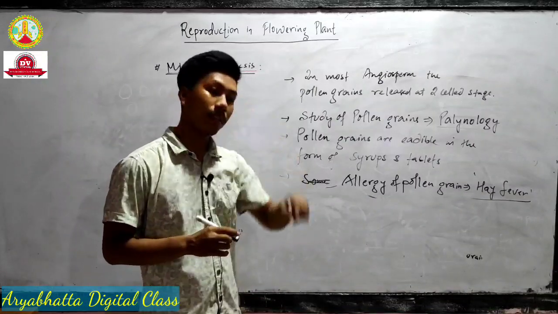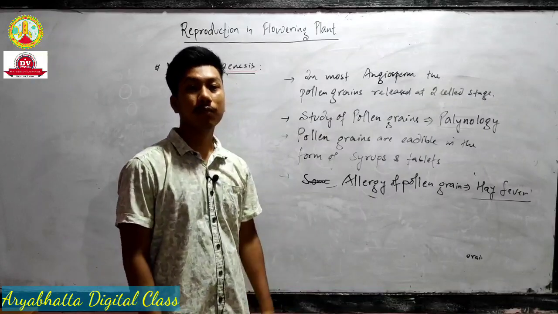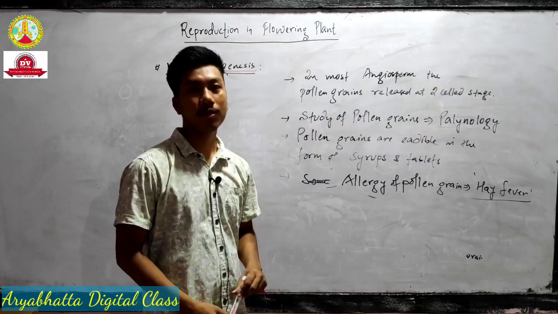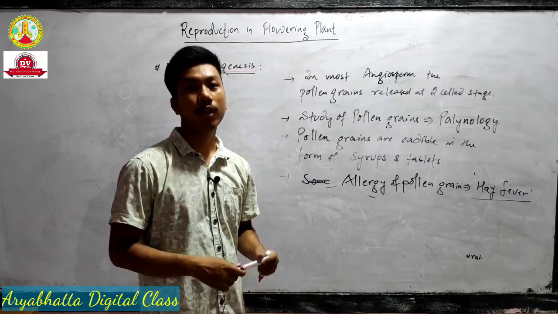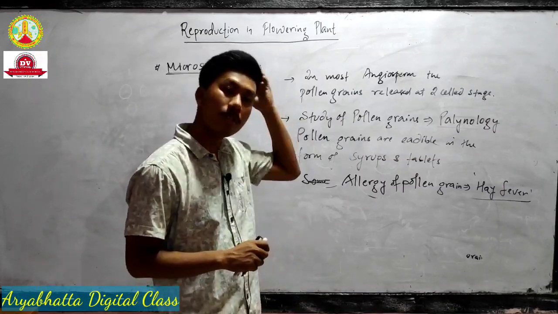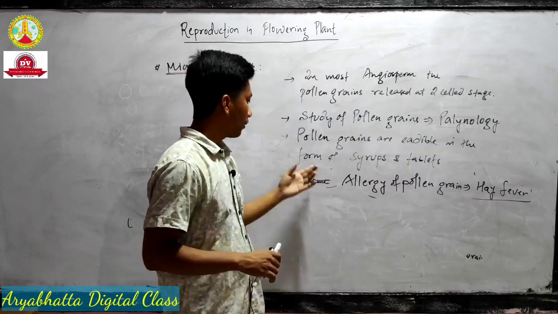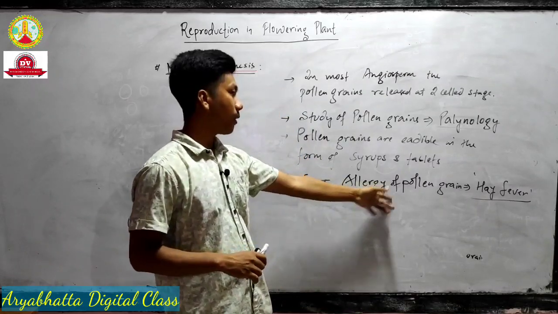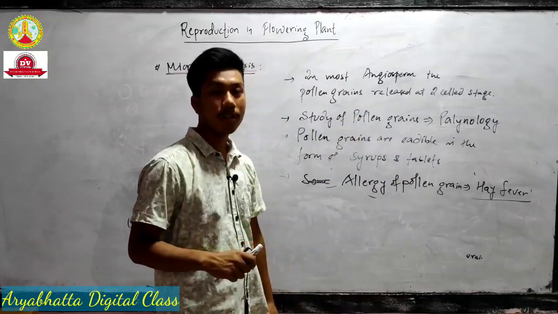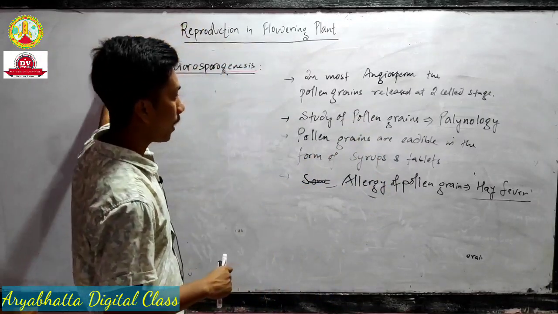So pollen grain is released at 2-cell stage. Study of pollen grains is palynology. Then pollen grains are edible in the form of syrups and tablets. They provide a nutrient-rich supplement to children and athletes. Okay, and some people who are allergic to pollen grain have what is called hay fever. So this is the overall process of microsporogenesis we have discussed.